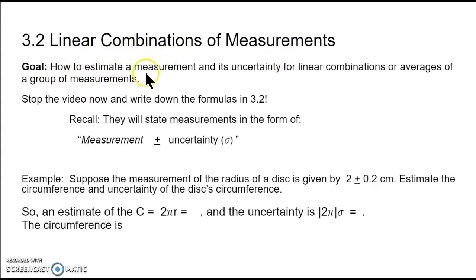So our goal is to estimate a measurement and its uncertainty for linear combinations or averages of groups of measurements. So what I want you to do right now, because I did not want to have to write these formulas down because it just takes forever, stop the video now and write the formulas from 3.2.